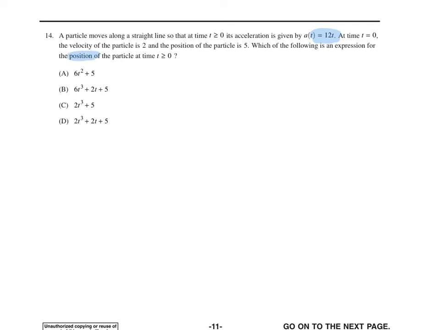So if they gave me f double prime, I really need to get to f. And that means I need to integrate the function twice. So if I integrate acceleration, I'm going to get velocity. So I'm going to integrate 12t. And when I do that, I'm going to have 12t to the second over 2 plus c. And that simplifies to be 6t squared plus c.